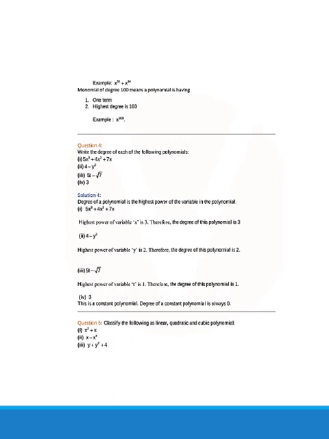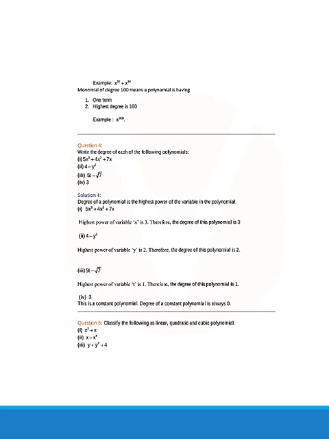Second, monomial of degree 100. Monomial means an expression having one term and its degree should be 100. So you can have from a to z any variable you can take here. a to the power 100, b to the power 100, c to the power 100 and so on till z to the power 100. All these will be the examples of monomial of degree 100.